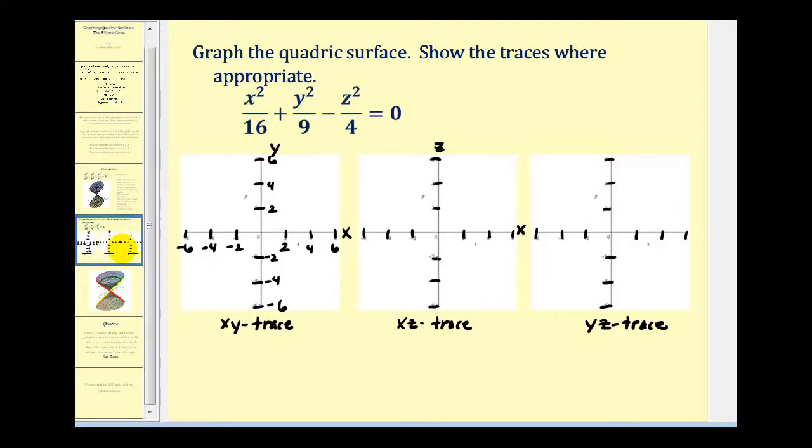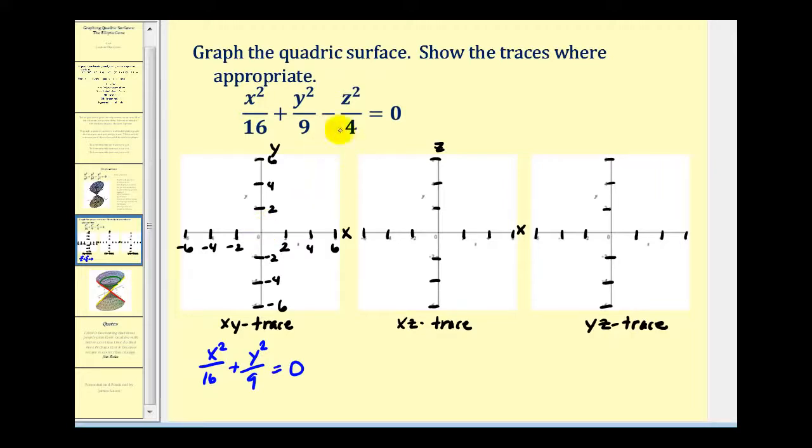Let's determine the three traces of this given quadric surface. Again, notice it does fit the form for an elliptical cone. So to determine the xy trace, we'll set z equal to 0. That's going to give us x squared over 16 plus y squared over 9 equals 0. Now the problem with this trace is the only solution to this equation would be when x is 0 and y is 0, and that would be a point at the origin.